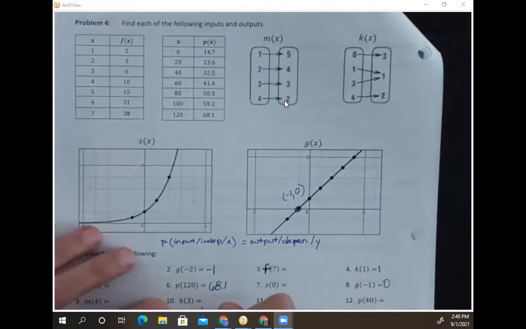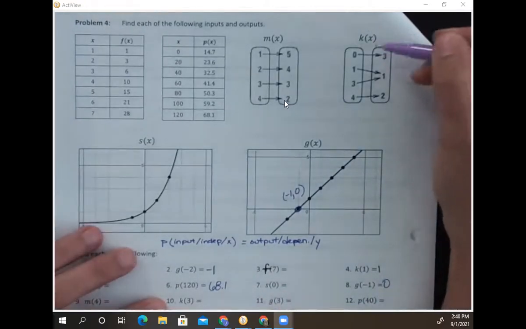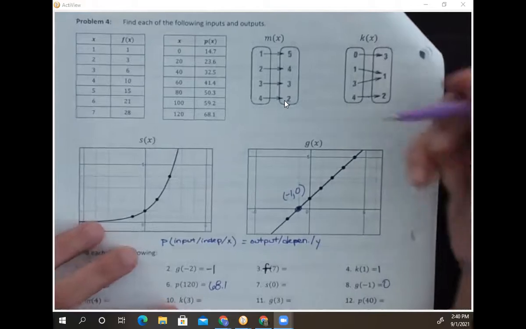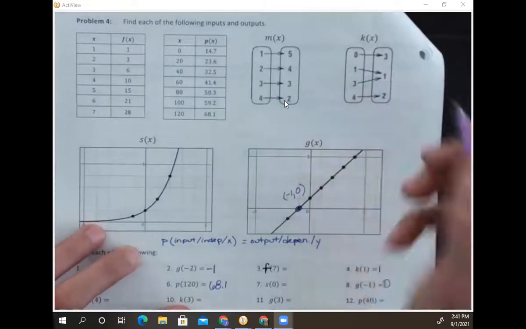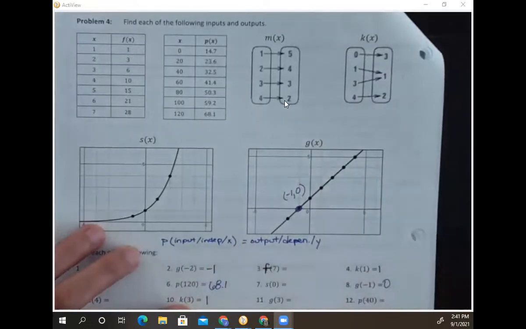For number 10, K of 3. K is the second input-output map. I'm saying my input is 3. That gives me an output of 1. So K of 3 equals 1.